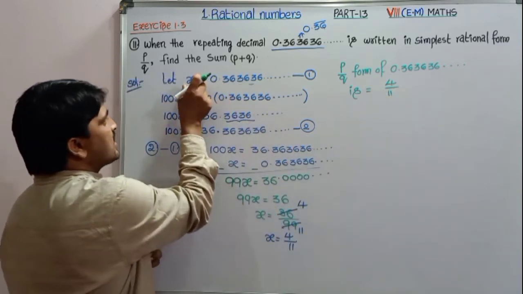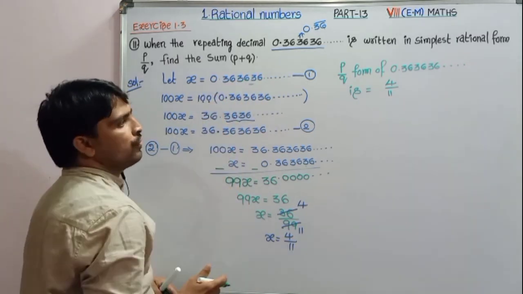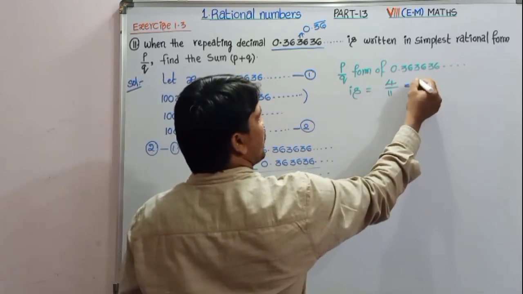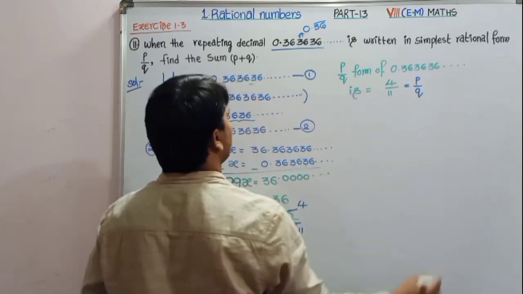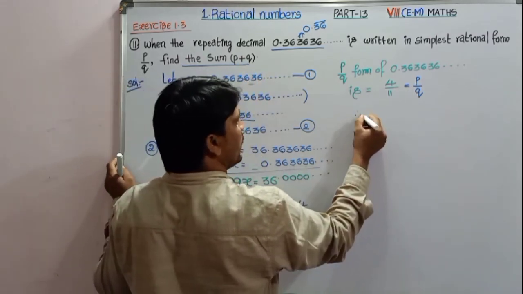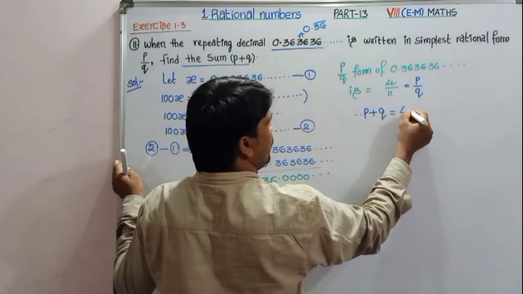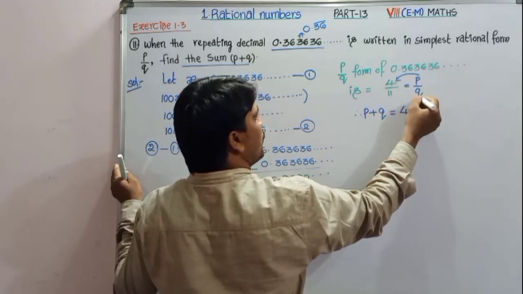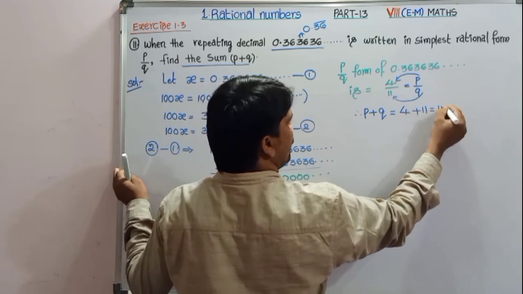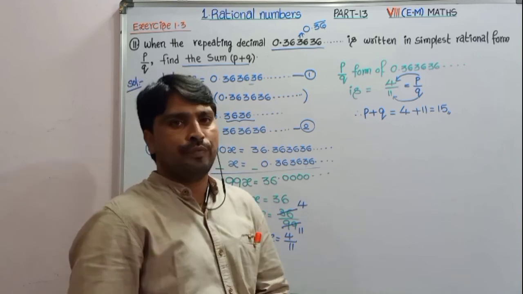What is our x actually? 0.363636. So that is equal to 4 by 11. It is of the form P by Q. Then we have to find the sum of P and Q. Therefore, P plus Q, the sum of P and Q is, P's value is 4, Q's value is 11. 4 plus 11, that is 15. So P plus Q is equal to 15.